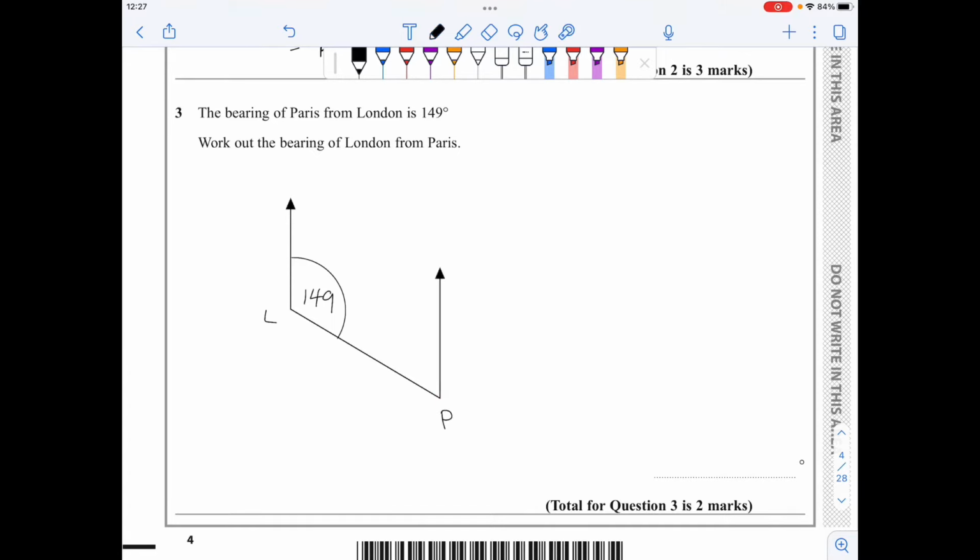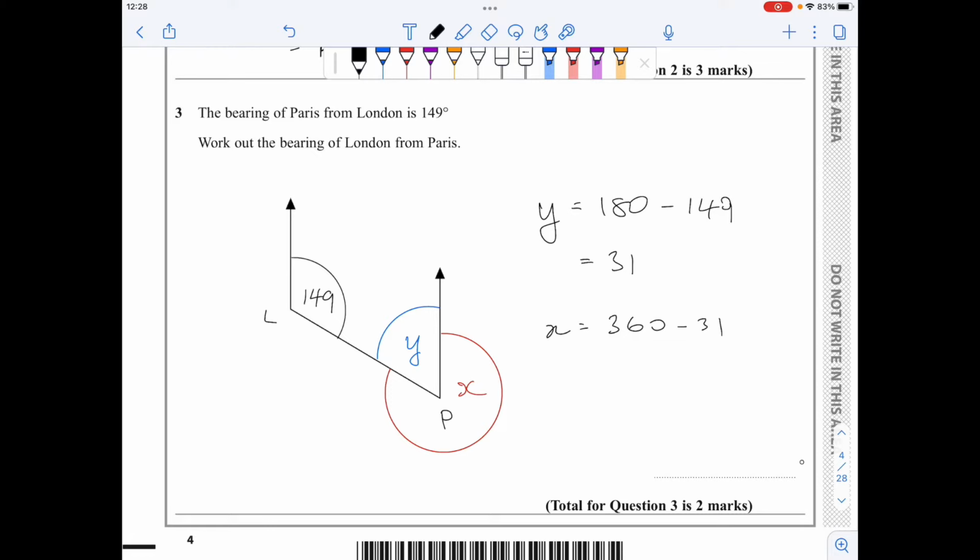And the bearing of London from Paris is this red angle here. I will label this as X. But in order to find X, I'll need to find this angle here. Let's label this Y. Now 149 and Y are interior angles, so Y is equal to 180 minus 149, which gives me 31. And once I find 31, I can find X by subtracting 31 from 360, because those two are angles at a point, and this will give me 329 for my final answer.